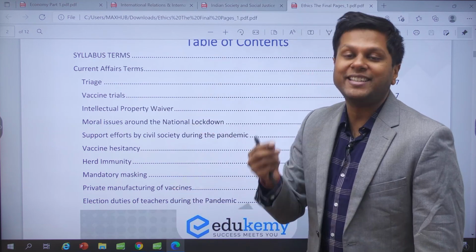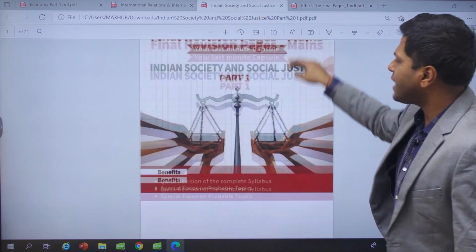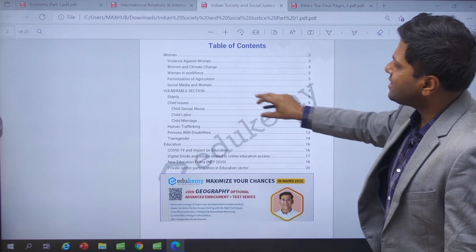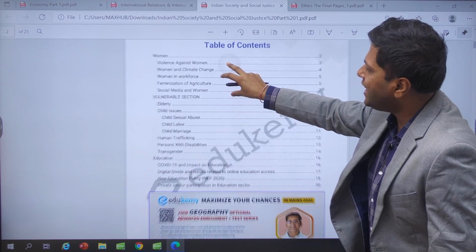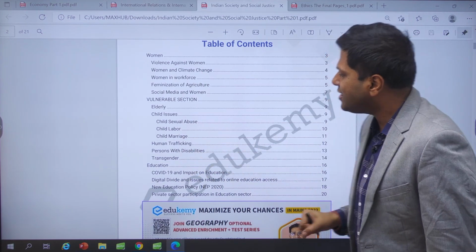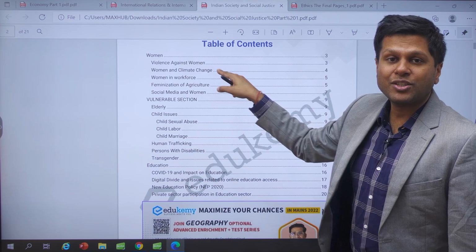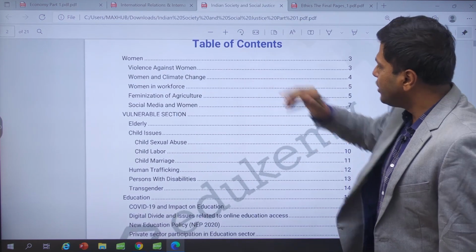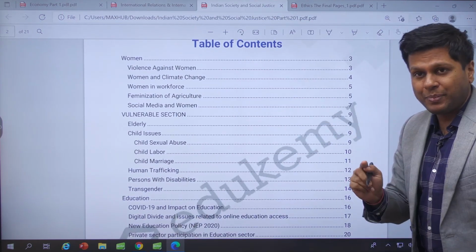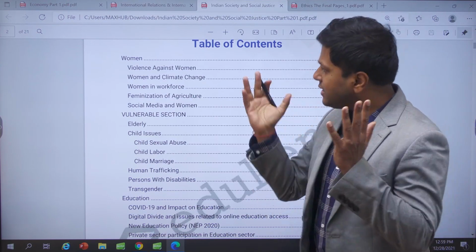You have to pick up the data. You have to pick up the keywords. That's all you have to do. Similarly, you go to Indian society section, you will find these themes: vulnerable sections, child sexual abuse, child labor, child marriage, human trafficking, transgender, right? Feminization of agriculture, women and climate change, violence against women. So these are the themes from where you will pick the keywords, examples, some analysis, write it on a piece of paper, organized format, and that's all.